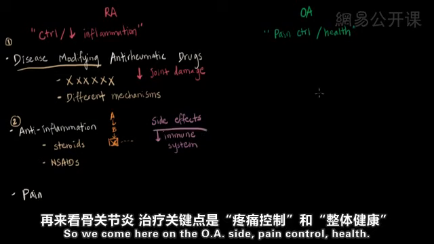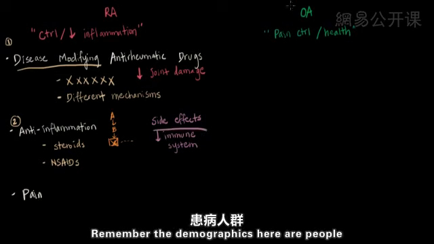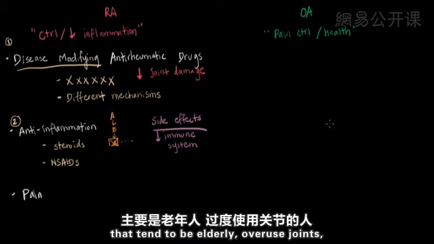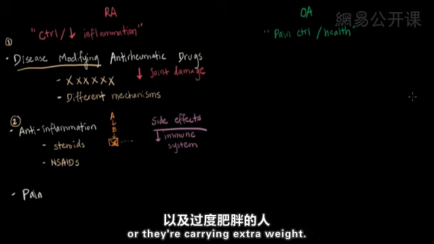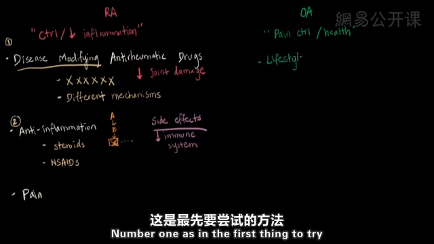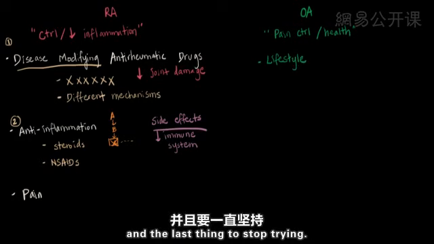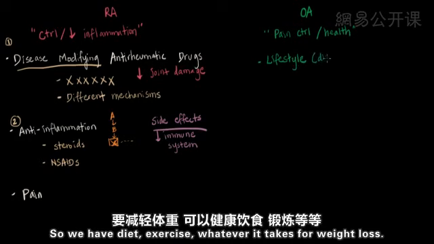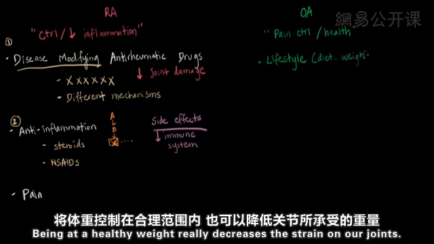So we come here on the OA side, pain control health. Remember, the demographics here are people that tend to be elderly, overused joints, or they're carrying extra weight. So lifestyle here is going to be number one. Number one is the first thing to try and the last thing to stop trying. So we have diet, exercise, whatever it takes for weight loss. Being at a healthy weight really decreases the strain on our joints.